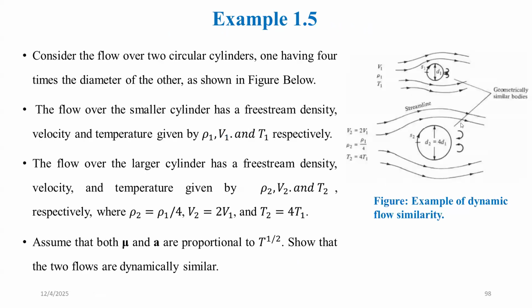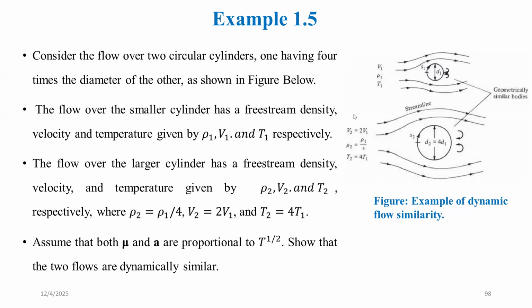For example, we can see here two different cylindrical, or circular, objects. So geometrically similar bodies are there. One has diameter D1, another is 4 times D1, that means 4 times greater. Therefore, for the first geometry the velocity is V1, density ρ1, temperature T1, and the flow pattern is here. And this one is 4 times greater than that. So V2 is equal to 2 times V1, ρ2 is equal to ρ1 over 4, T2 is equal to 4 times T1.